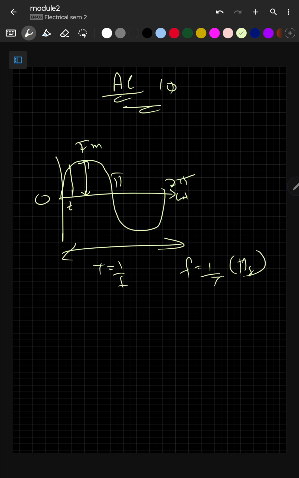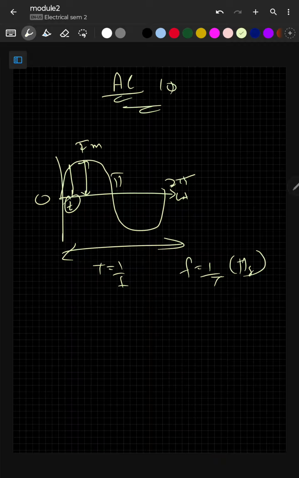Okay. Next, amplitude: the maximum value of the wave, of the signal or waveform. That much you can say, maximum value. Okay. Instantaneous time is the time at a particular instant. That is what is given as t. Instantaneous value is the value of the waveform or signal at a particular instant of time.